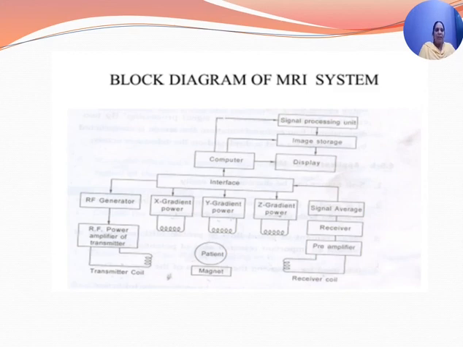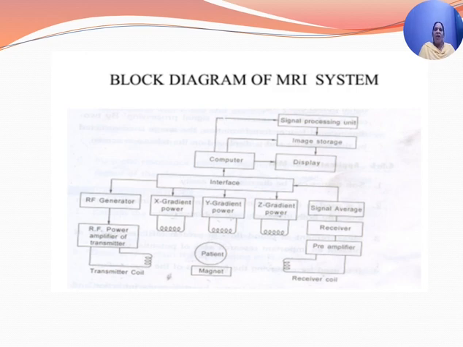Coming to the block diagram of the MRI system. You can see in the block diagram, you have the patient, the magnet and the 2 coils, the transmitter coil and the receiver coil. And the patient is placed between the magnet and the 3 gradient coils X, Y and Z. Each coil is powered, and you have an interface between the coils and the computer. The computer is used to produce your output. It can be further given to a signal processing unit or image storage or display devices.